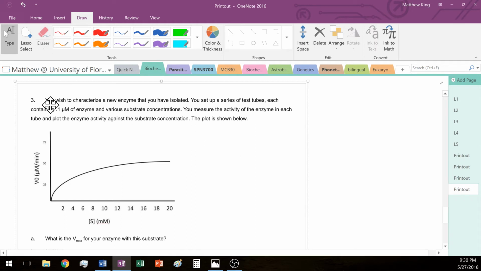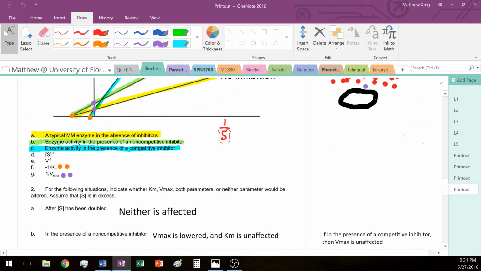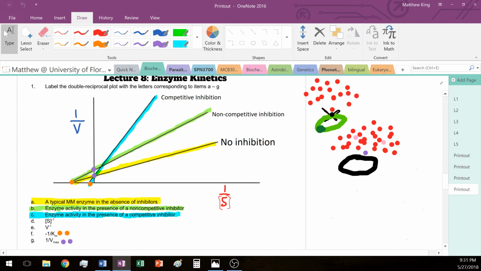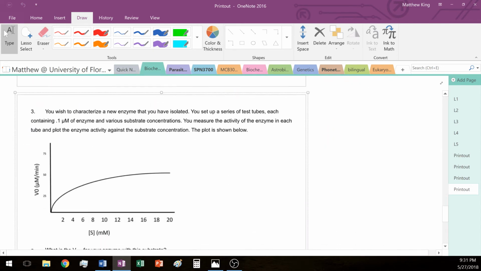Number 3 says you wish to characterize a new enzyme you have isolated. You have set up a series of test tubes, each containing 0.1 micromolar of enzyme in various substrate concentrations. You measure the activity of the enzyme in each tube and plot the enzyme activity against substrate concentration. The plot is shown below. Notice we have substrate concentration on the x-axis and velocity on the y-axis. This is what these curves normally look like. We did some work with the double reciprocal plot up here, but now without the reciprocals, this is what the graph is going to look like.